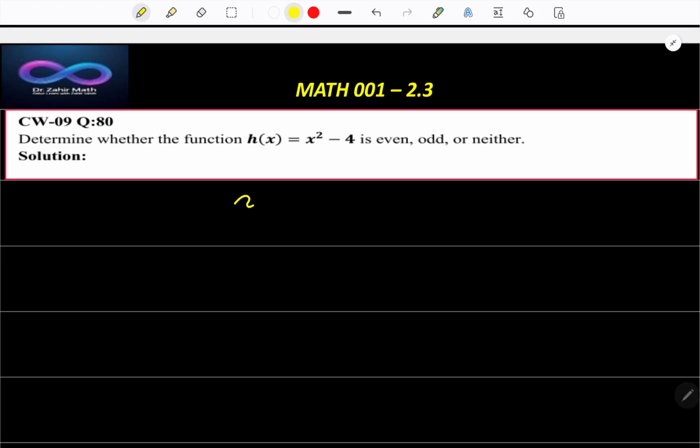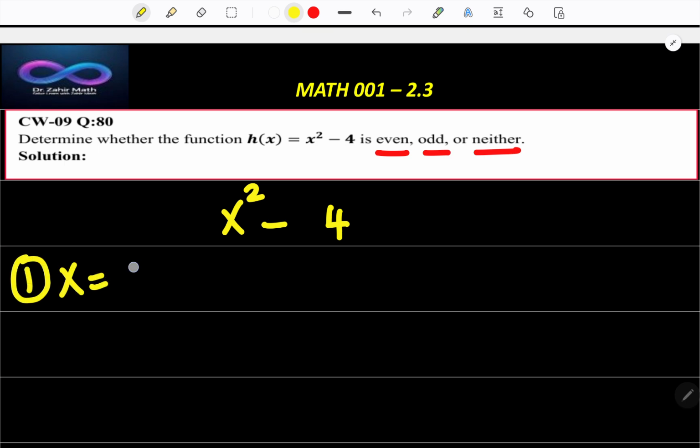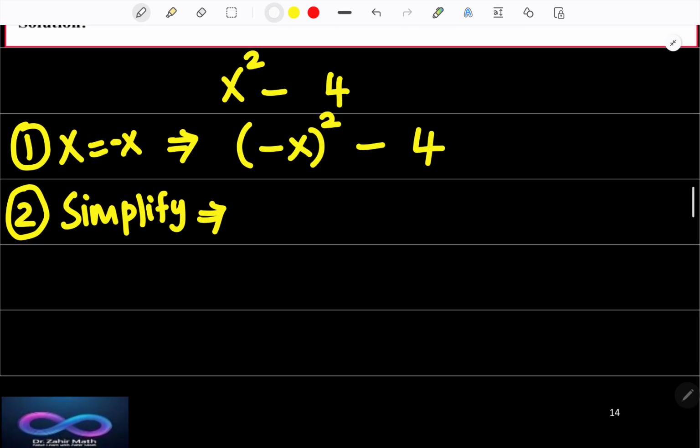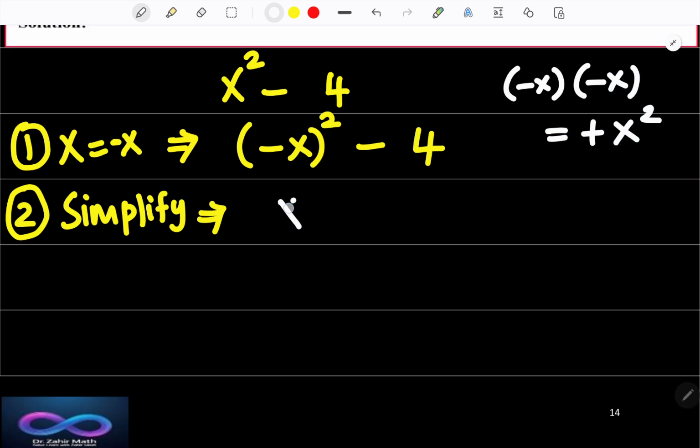What is the next question? x squared minus 4. You're going to check even, odd, neither. Right. What is step number 1? Step number 1, put x equals minus x. Okay. What we are going to do? Minus x the whole squared minus 4. What is step number 2? Step number 2 is simplify. Okay. Right. What is simplify? All brackets, everything clear. Minus x multiply minus x. Minus minus what? Plus. So x squared minus 4. Clear, everybody?